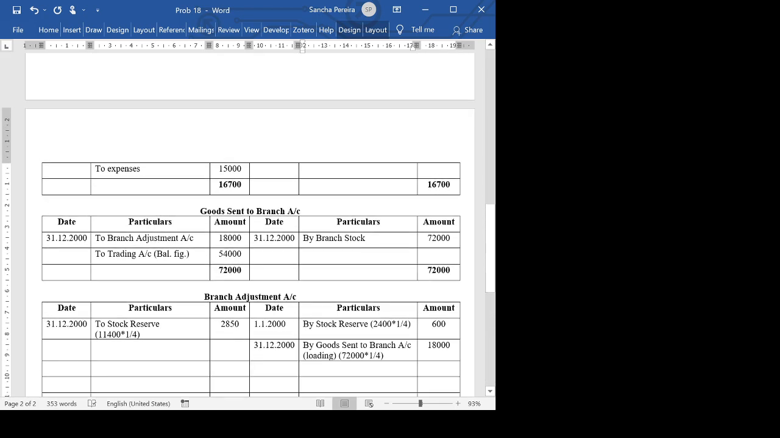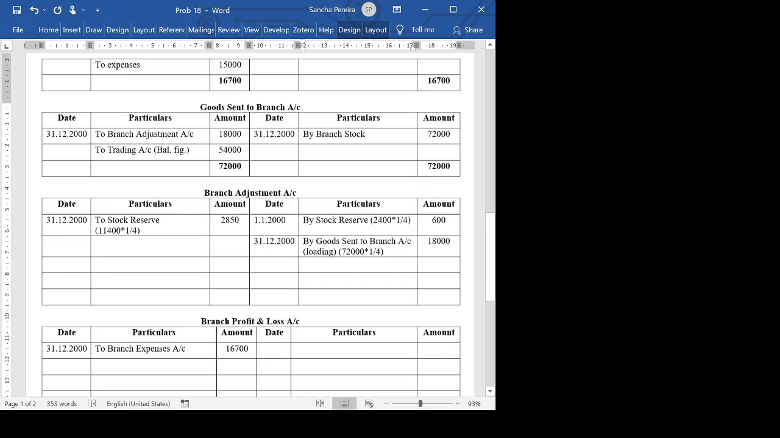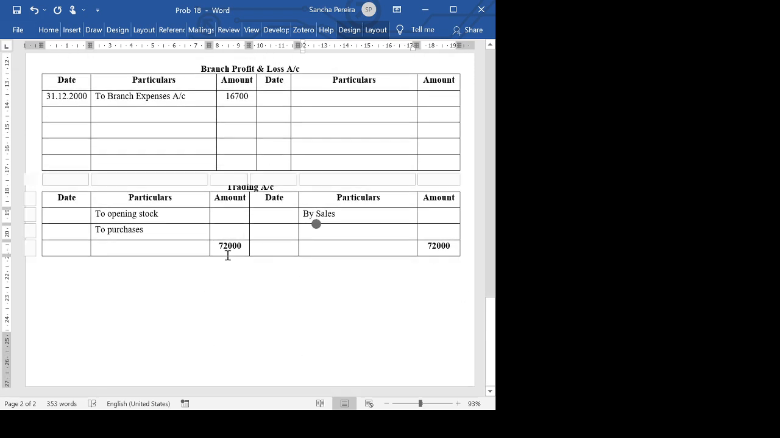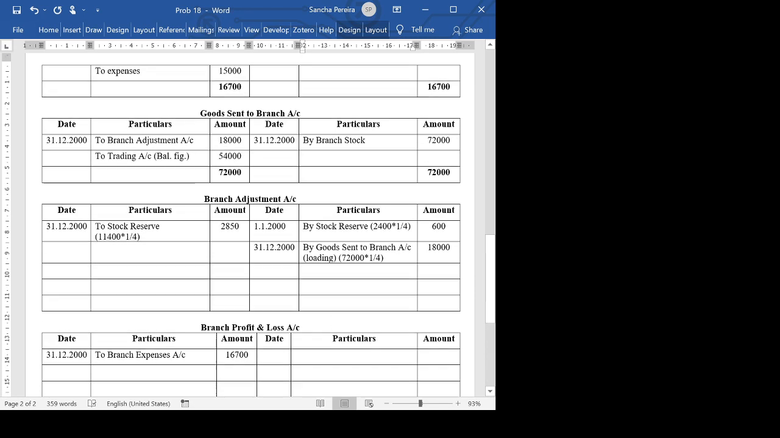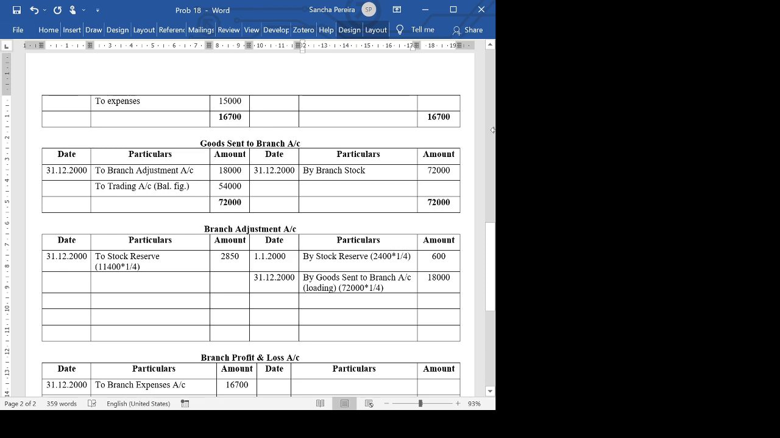If you set up two trading accounts, in the trading account it will come as goods sent to branch. It will come as goods sent to branch. That is 54,000. Now, my question to you is, are these the goods that have actually been sent by the head office to the branch? From where did this come?